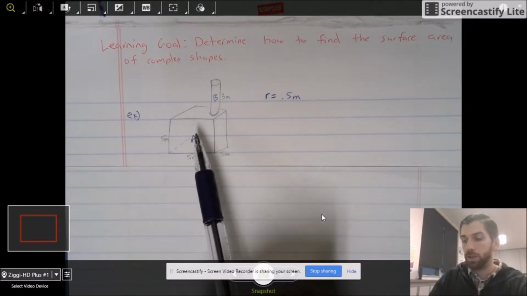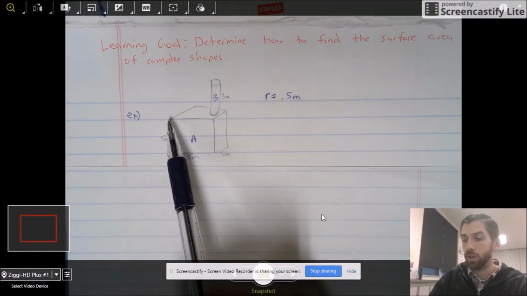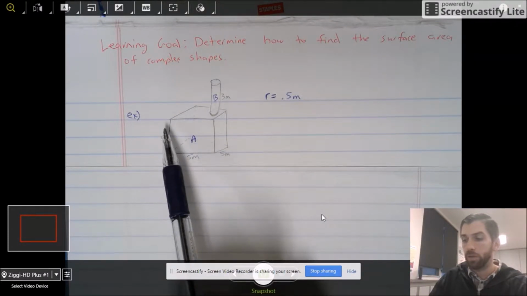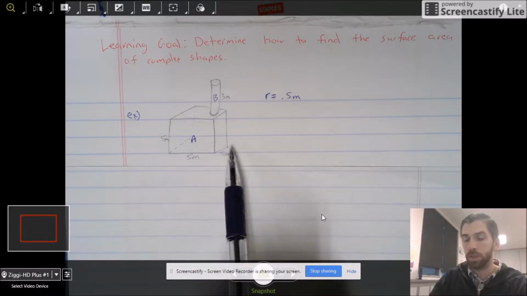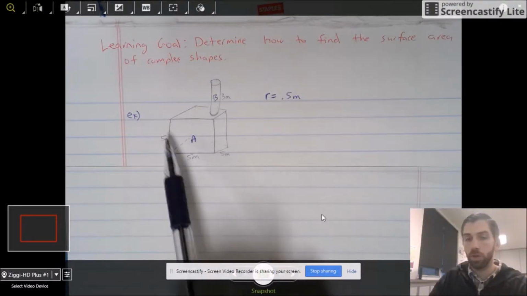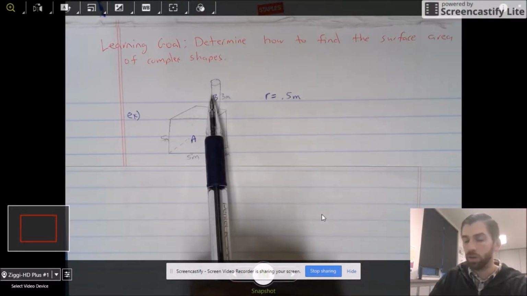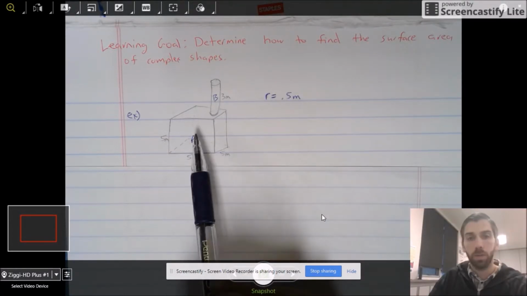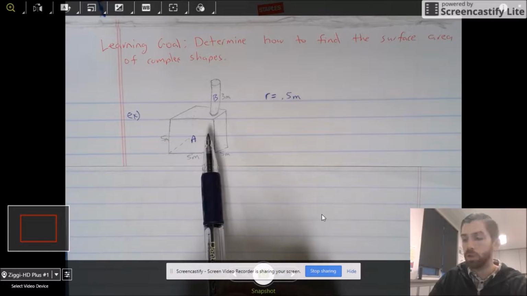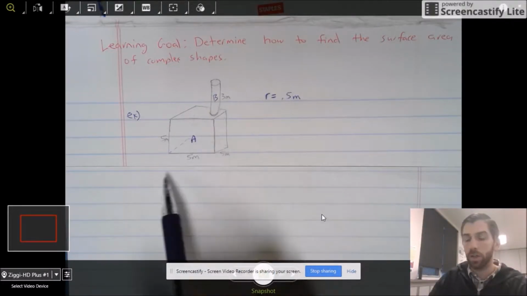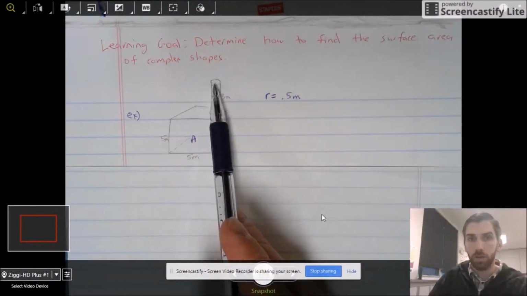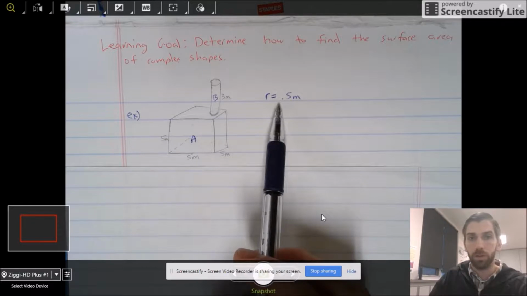What we have here, as you can see, is a cube. All dimensions are equal. 5 meters is its height, 5 meters is its width, and 5 meters is its depth. So this is a perfect cube, and we have a cylinder. It kind of looks almost like a chimney. What you're going to need to determine on this shape is the surface area of the entire shape, including the bottom. The radius of this circle at the top is given to you as 0.5 meters.